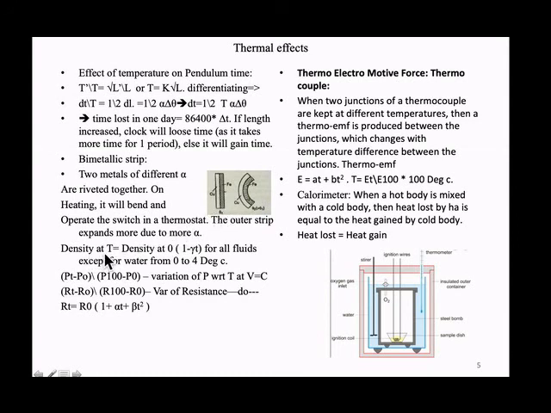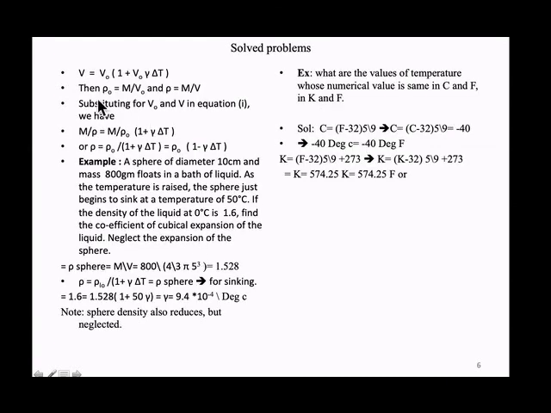Again, density also gets reduced at a temperature T: rho 0 into 1 minus gamma T. How has this come? See here, the volume is V0 into 1 plus gamma delta T. This is cubical expansion. V0 into 1 plus gamma delta T is the new volume.